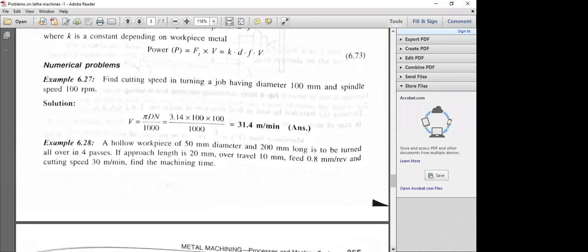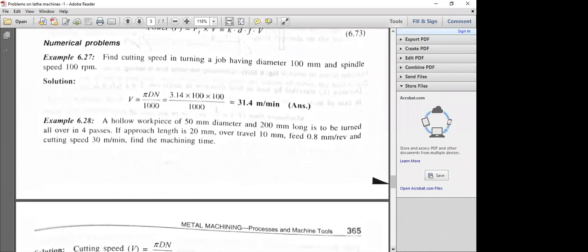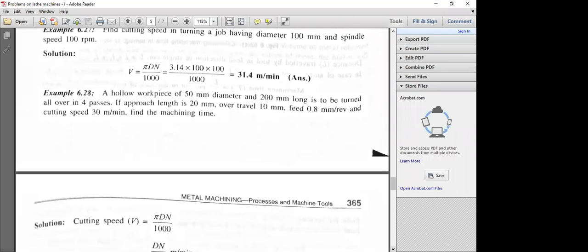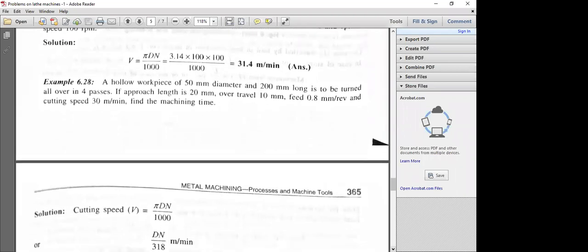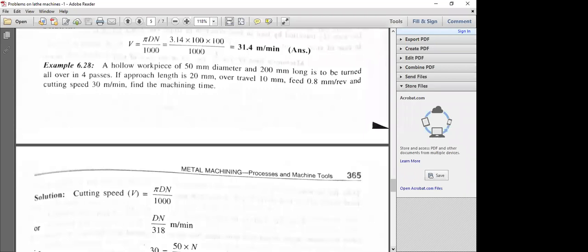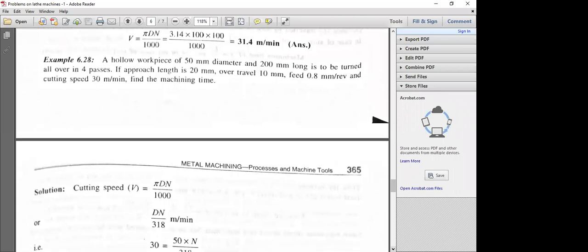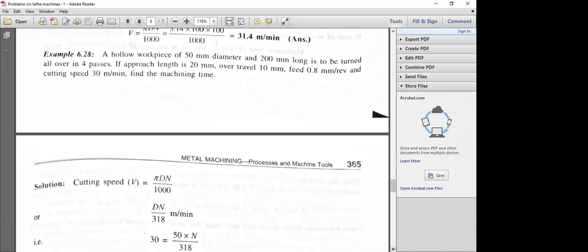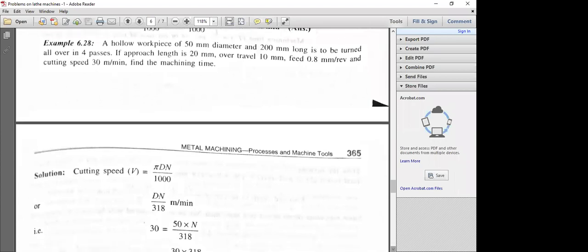We'll attempt this problem. All of you, try to be careful in writing these problems. I'll be sharing the PPT or the PDF immediately after the class, the CRs are also sharing, and I hope the A section CR Sarah is also sharing with you. So V equals pi d n by 1000. You just try to substitute the values, and you'll be getting N here.